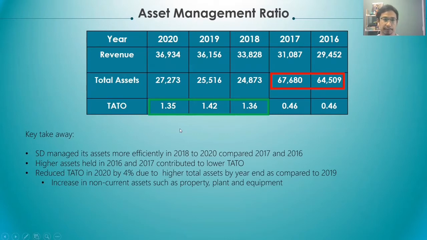I want to highlight the difference between 2020 and 2019, where there is a slight reduction of 4% in total assets by year end as compared to 2019. And this is due to the increase in non-current assets for Sandabi, such as property, plant and equipment.